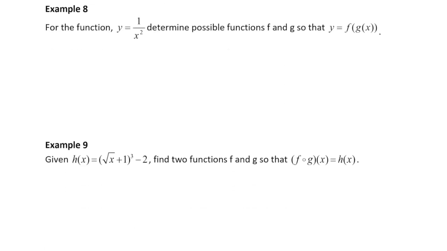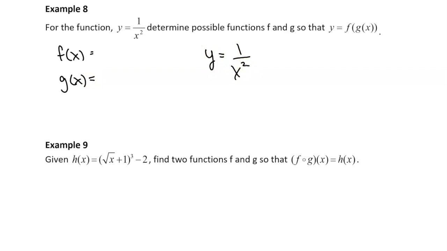Okay, a couple final points to think about: let's see if you can work backwards. For example 8, we have, for the function y equals 1 over x squared, determine possible functions f of x and g of x to create something in the form y equals f of g of x. What can we make f of x and what can we make g of x, so that our final answer is going to be 1 over x squared?